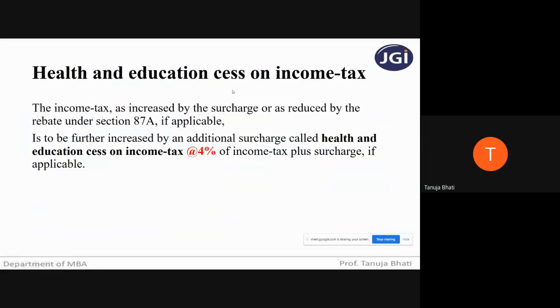Next again is health and education cess on income tax. So whatever tax becomes payable, like the tax plus you add the surcharge if applicable, or you minus the rebate if applicable, on that you will charge health and education cess at the rate of 4%. Okay, so health and education cess is to be mandatorily added on income tax, whereas surcharge and rebate are not mandatory. It depends on the slab rates. But health and education cess has to be mandatorily charged at the rate of 4% on the income tax that you're paying plus surcharge if you're charging surcharge.